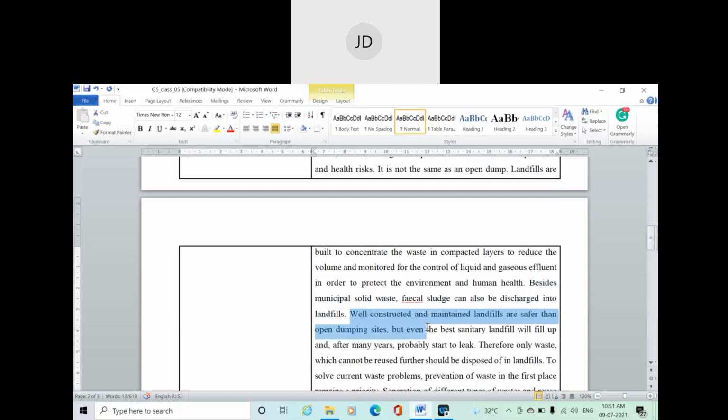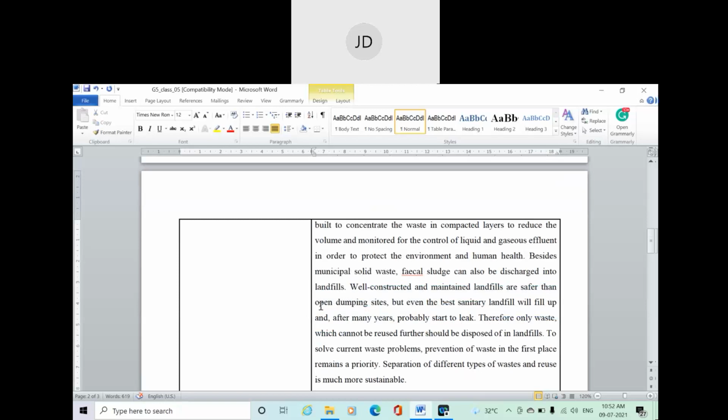Well constructed and maintained landfills are safer than open dumping sites. This term is very important: well constructed. That means we have to construct the landfill very well. Otherwise, it will go in the opposite direction, and it may have so many disadvantages. You have to go for a well designed landfill. So well constructed and maintained landfills are safer than open dumping sites.